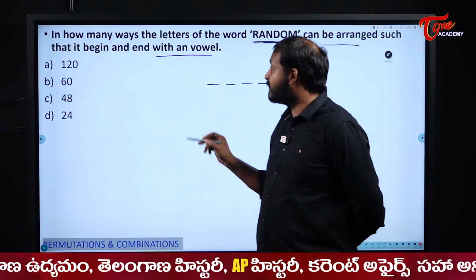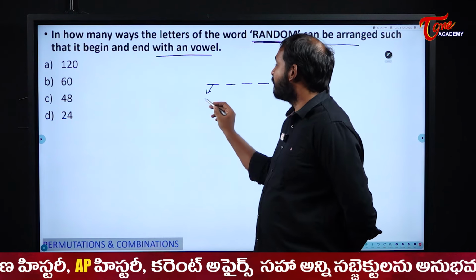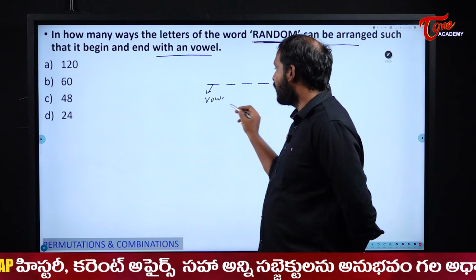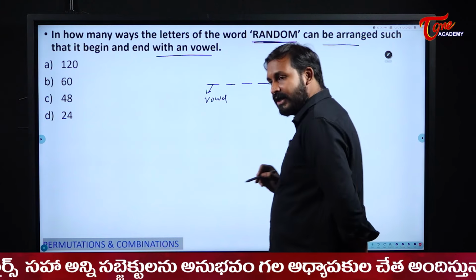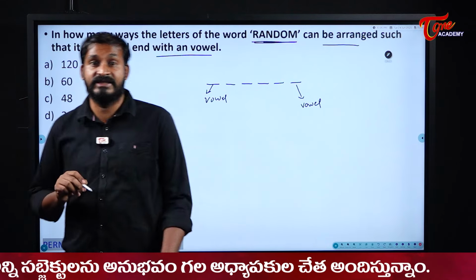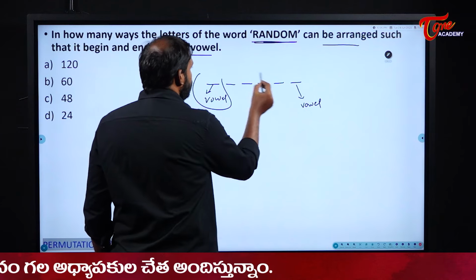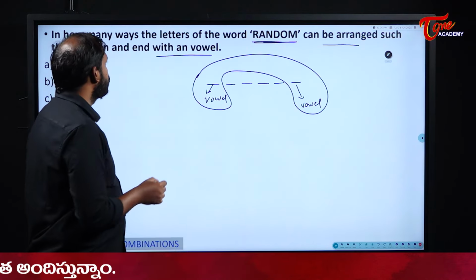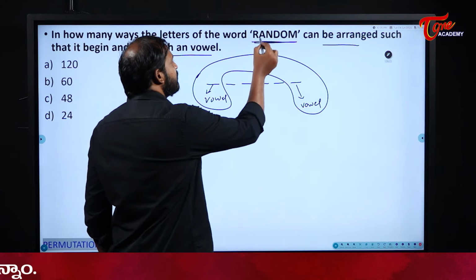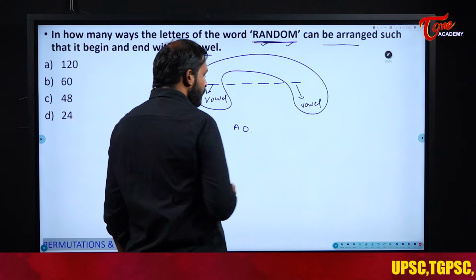In this 6, it should begin and end with a vowel. Here I should have a vowel and here I should have a vowel. As I have already told you, we should always fulfill the condition first. So the first and last positions, how many are there? 2 positions. These 2 positions should be filled with vowels. How many vowels are there here? 2 vowels. What are those? A and O.